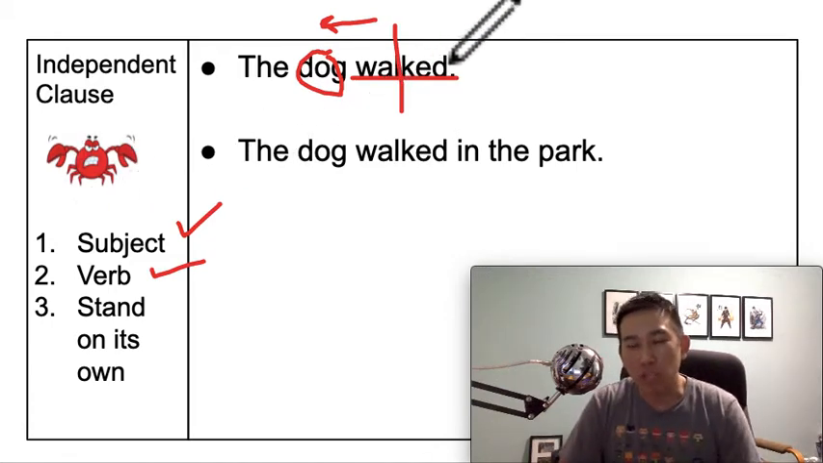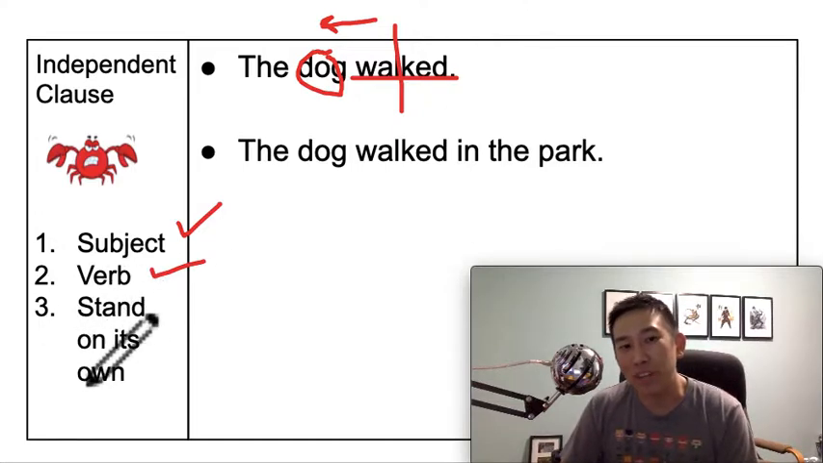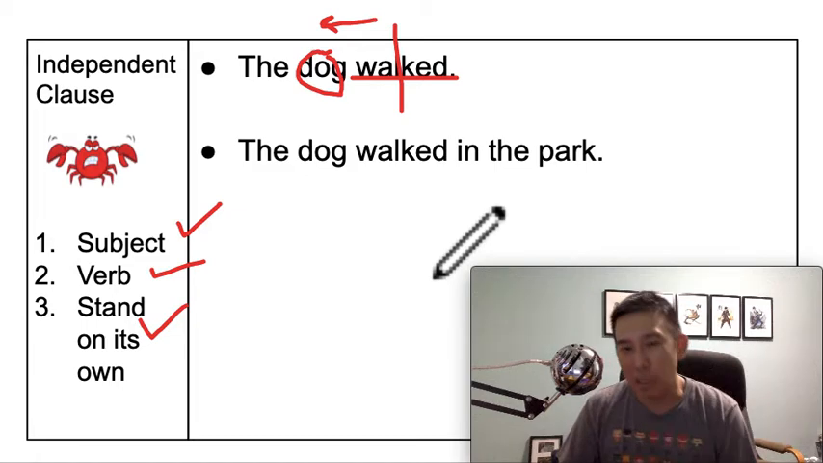That's sort of an informal test. We'll talk a little bit more about number 3 over here in a second. But yes, it can stand on its own. 3 checks. It's going to be an independent clause. Check, check, check. Independent clause.